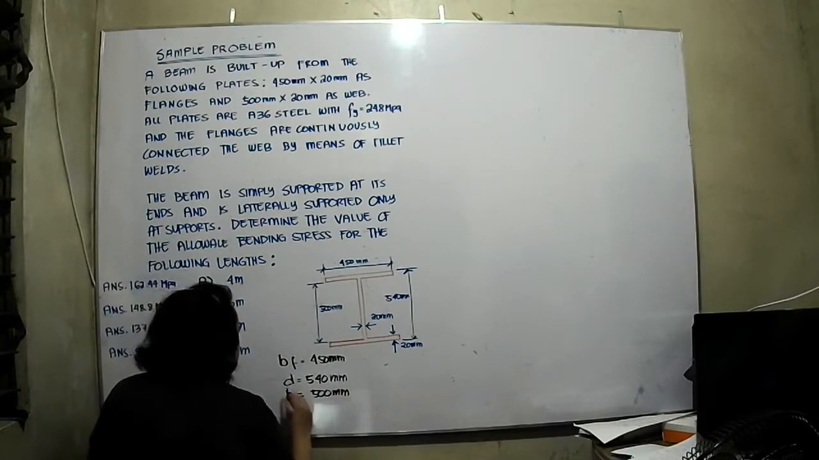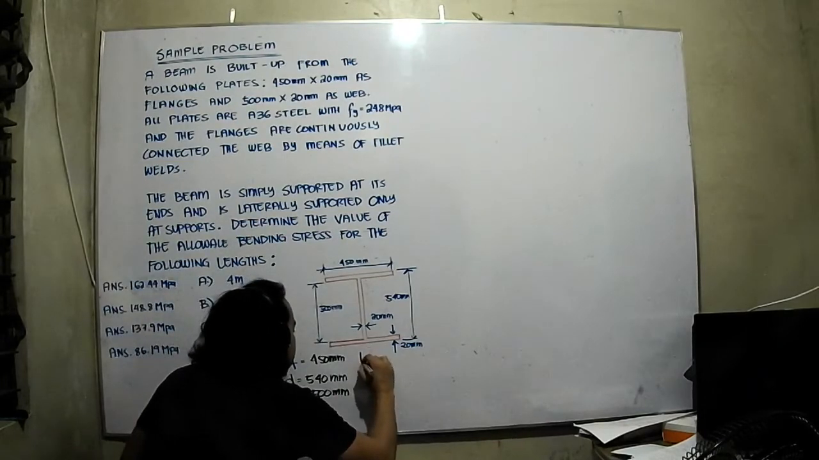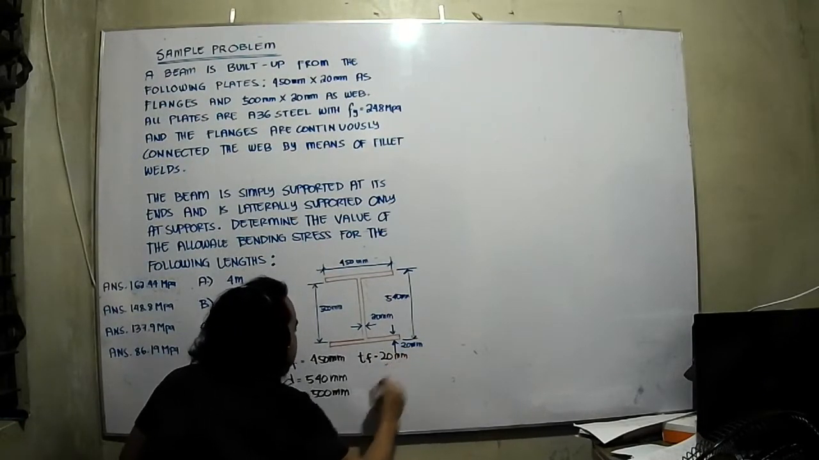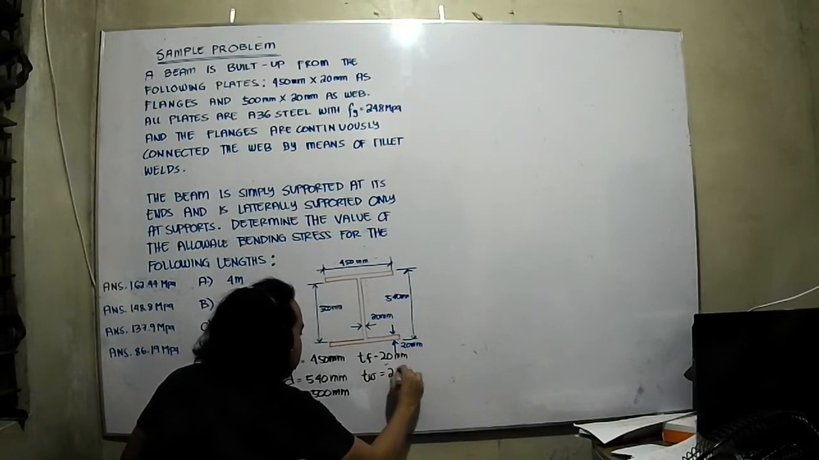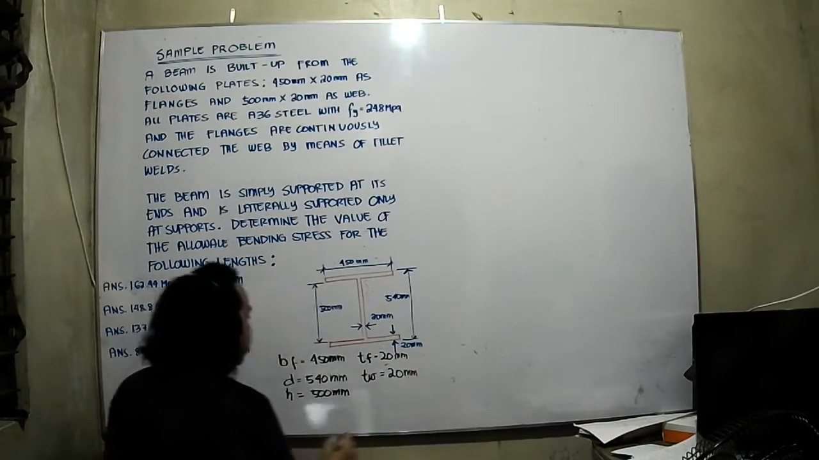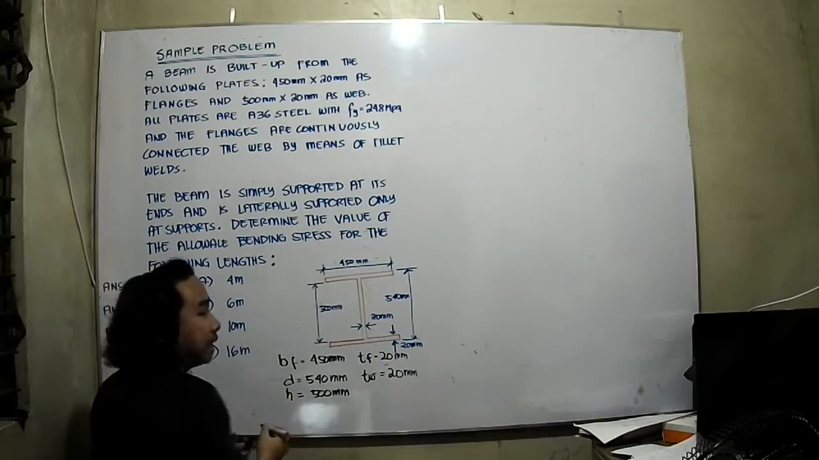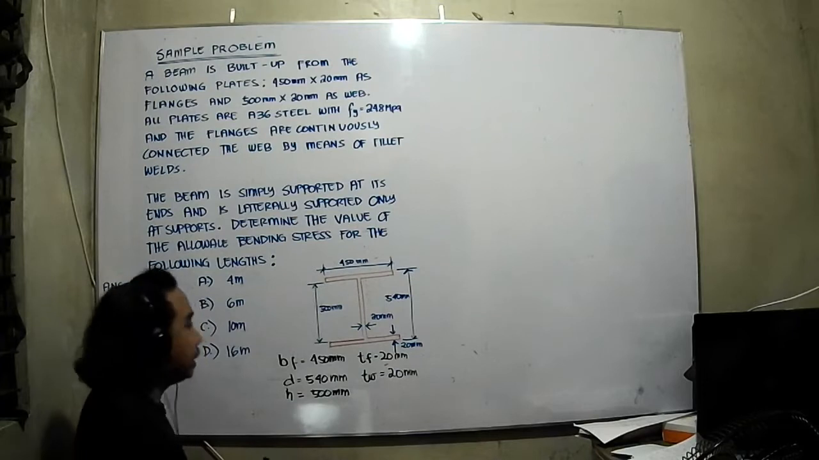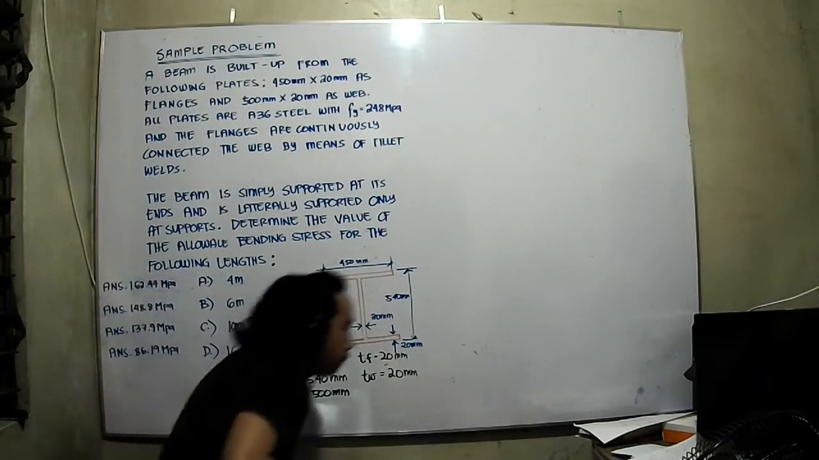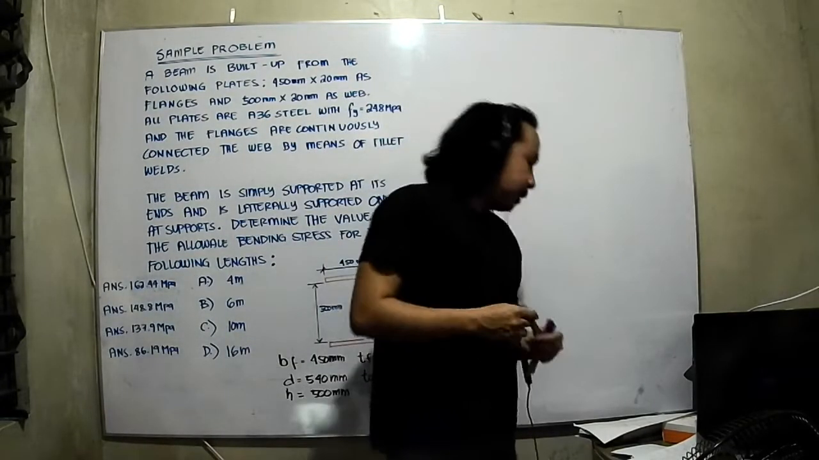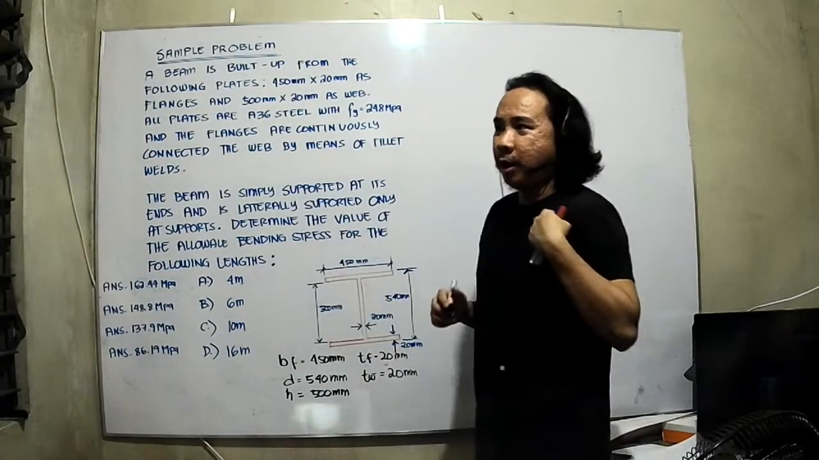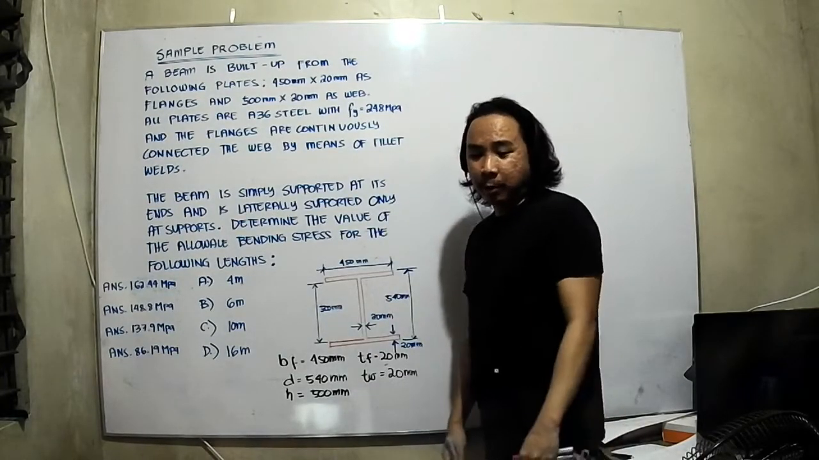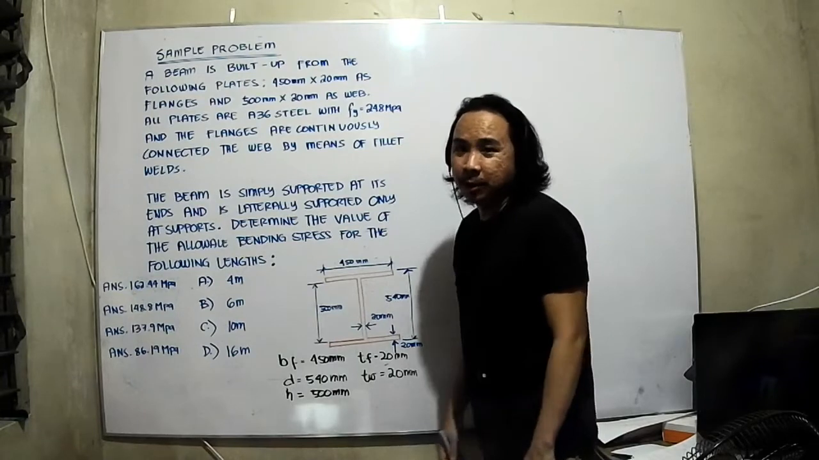The thickness of the flange, TF, is equal to 20 millimeters. TW here is quite obviously 20 millimeters. Okay? So we have these values. But we still need to get the inertia and the area, so that we can get the radius of gyration, right?